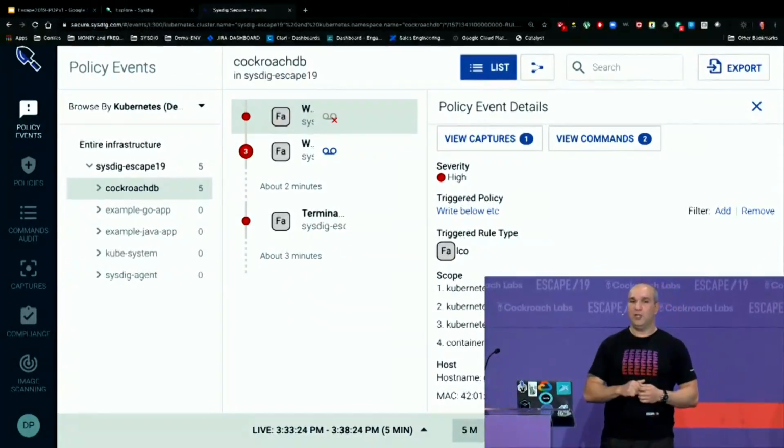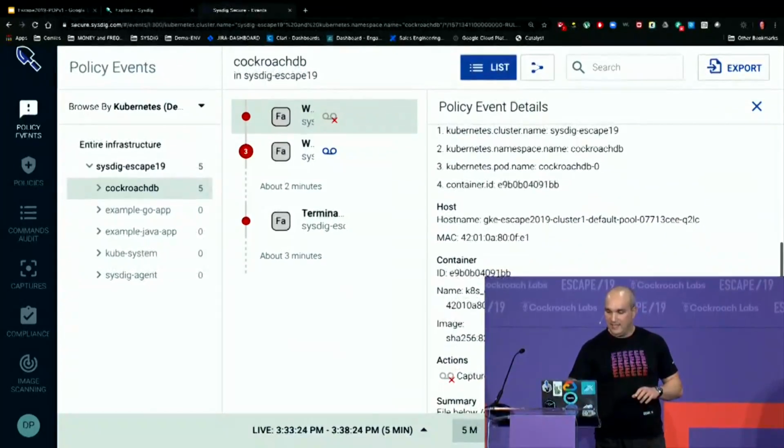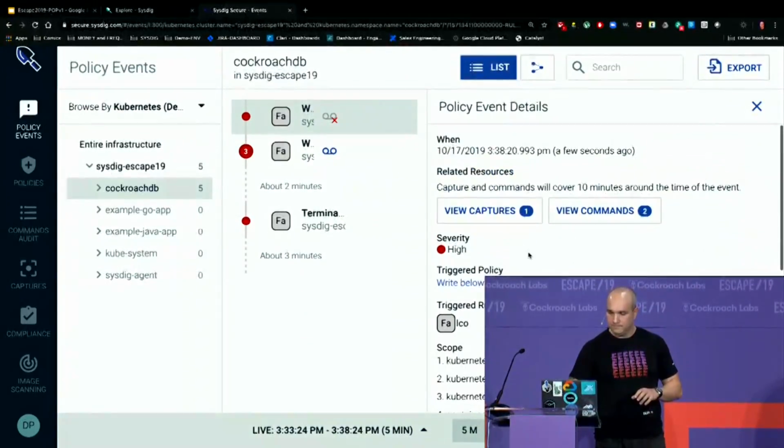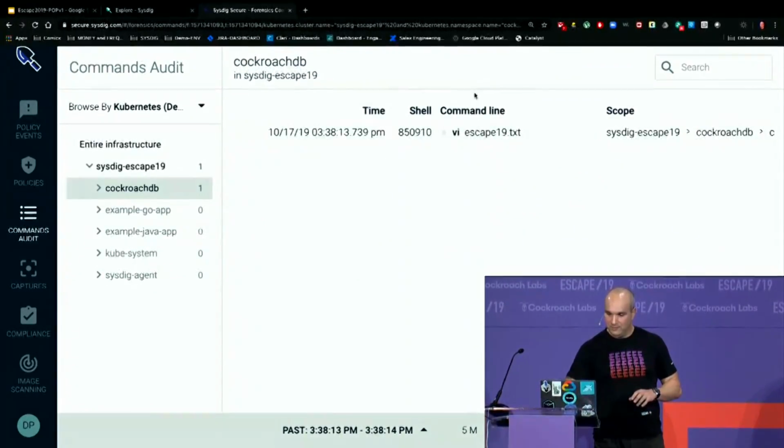If I was running this on a logical host, it would show me just the host level detail, like you're seeing here, the ID, the image that was there, and then it's also showing me the commands that were written.